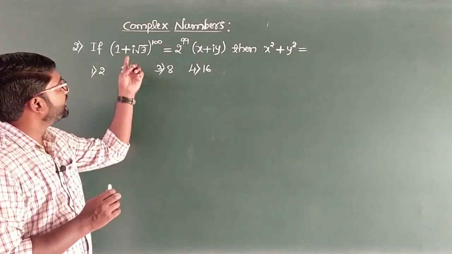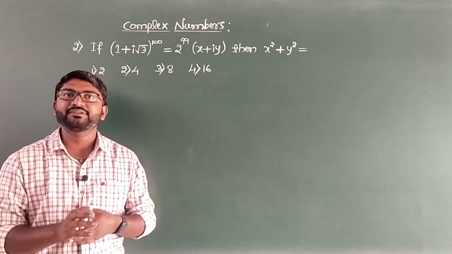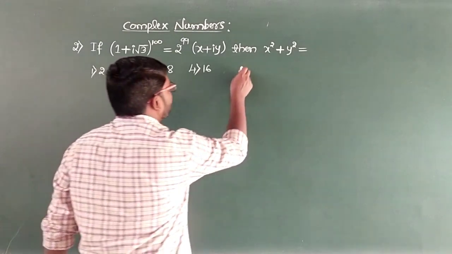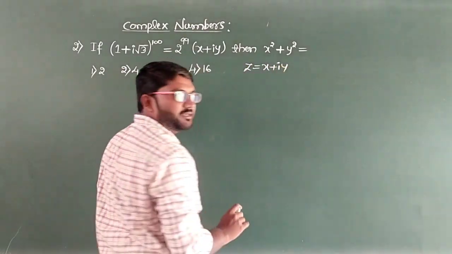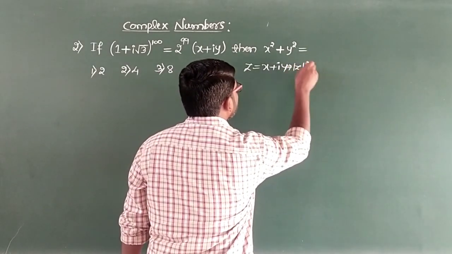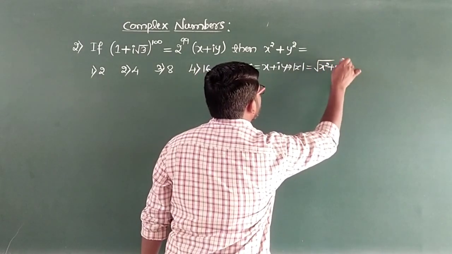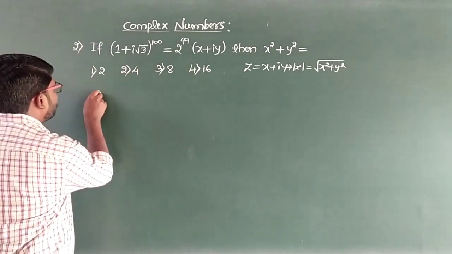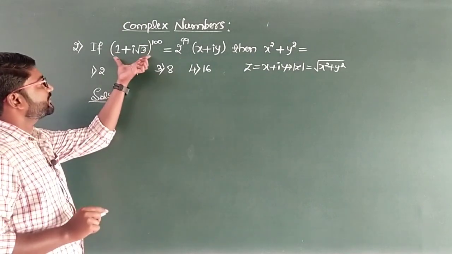So here we will have to take modulus on both the sides. If x plus iy is a complex number, then mod z is going to be square root of x square plus y square. If z is equal to x plus iy is a complex number, then its modulus is given by mod z is equal to square root of x square plus y square. So this we have already studied in first PUC complex numbers. So now I will be taking the modulus on both the sides.